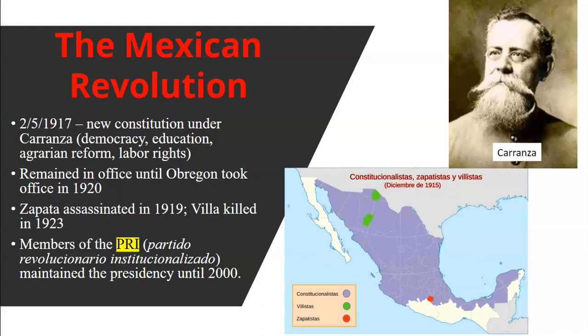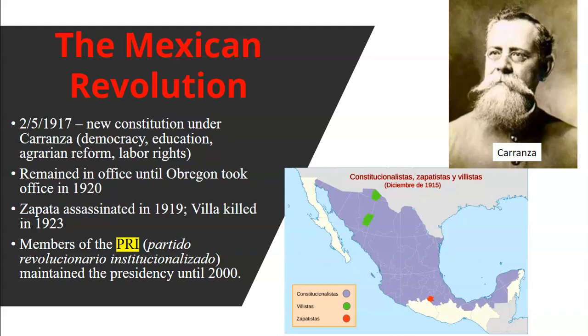So we end up getting a new constitution under Carranza, which had democracy, education, agrarian reform, and labor rights. He actually remains in office until Alvaro Obregón Salido takes office in 1920 to 1924. Side note, you don't have to know this for the AP exam, but it's always fun to know these little side notes. Obregon was reelected in 1928. However, someone that was offended by the country's anti-religious laws decides to assassinate him in that same year.